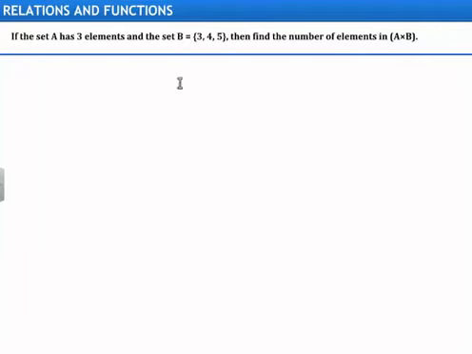This question says if the set A has 3 elements and the set B = {3, 4, 5}, then you have to find the number of elements in A cross B. Let us see how to proceed with the solution of this question.